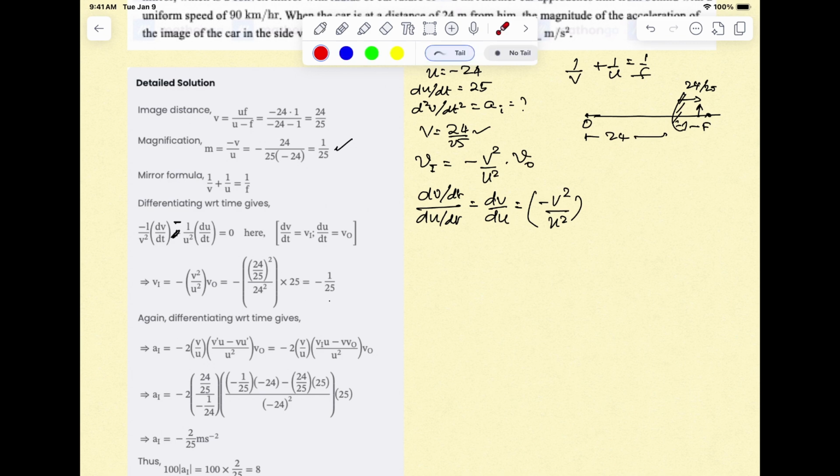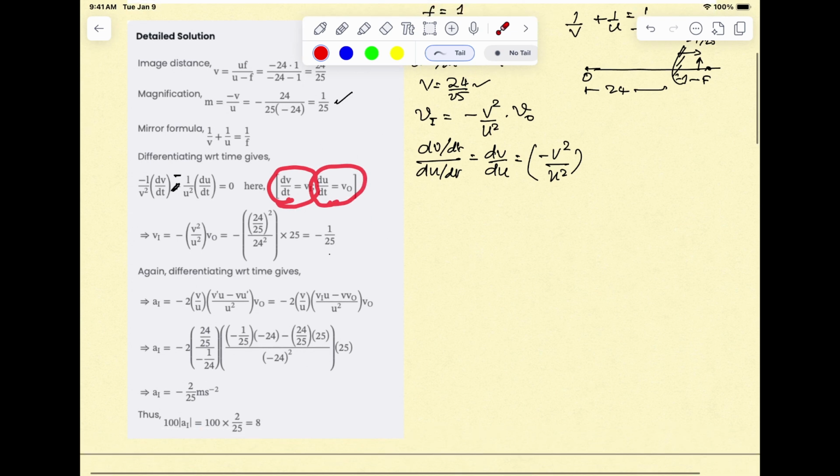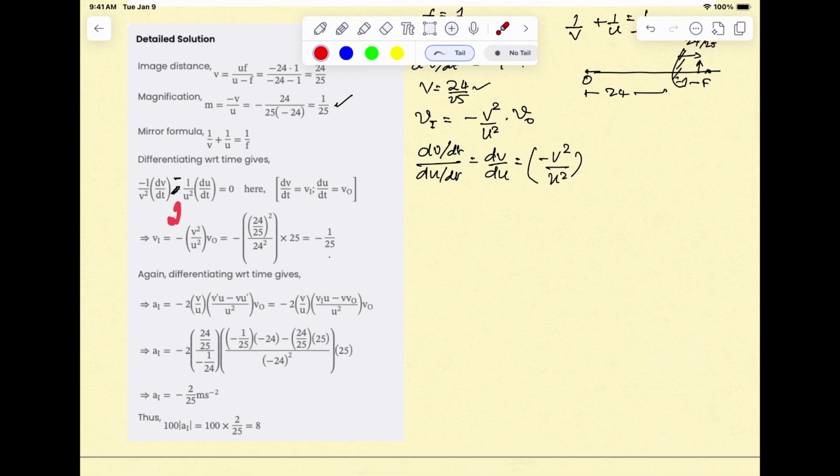Minus 1 by v squared dv by dt. Now here, as I said earlier, this refers to the velocity of image, and this refers to the velocity of object. And therefore from here you get the velocity of image is equal to minus v squared by u squared times the velocity of object. Now here they have done it correctly. They have only taken the minus sign, which I have corrected now.